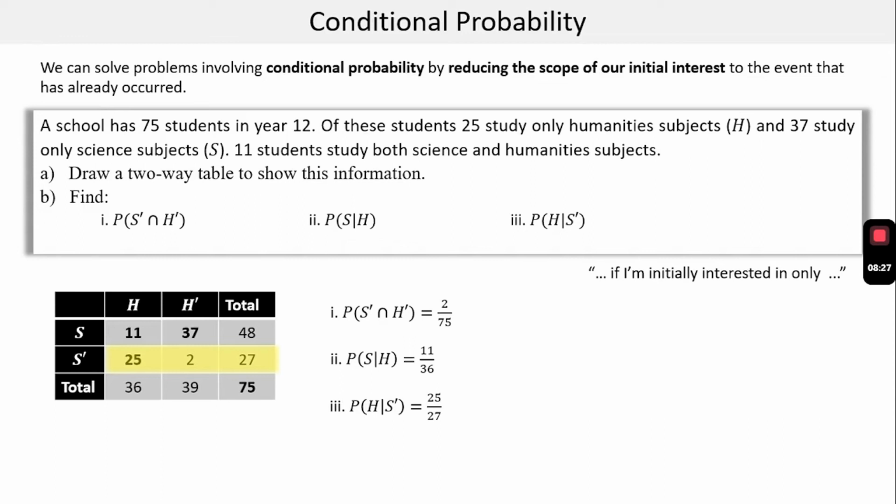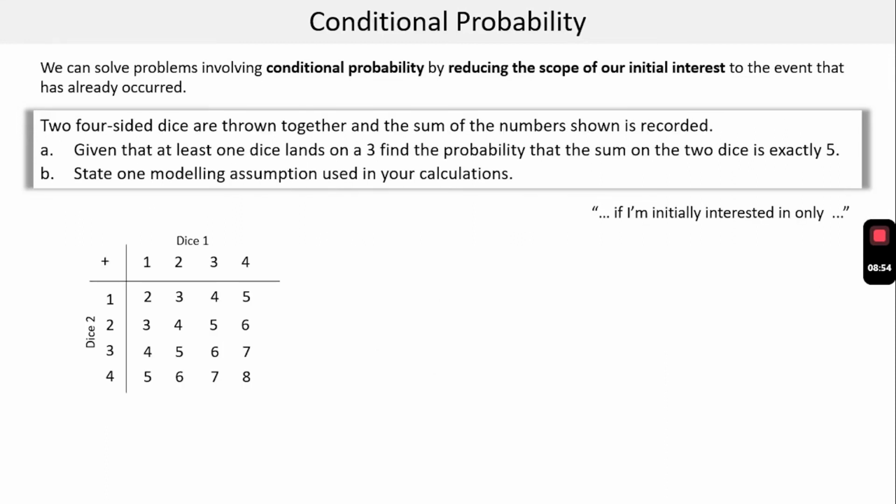Okay, so conditional probability, we're reducing the scope of our initial interest. We're not thinking about the whole group anymore, but we're highlighting a subgroup. We're using the given statement to identify the subgroup, the subset that we're initially interested in. Okay, let's just try one more before you get into it.